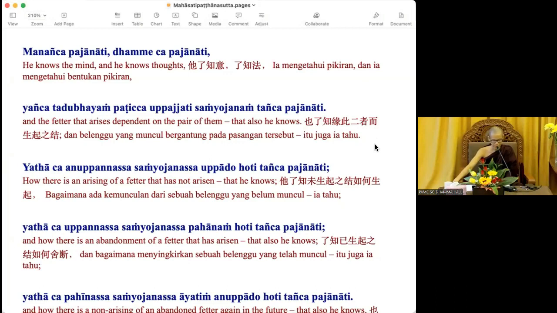So yatha cha anuppannassa Sanyojanassa uppado hoti tancha pajanati. It is the cause of the arising of the Sanyojana. Also, you need to know. Not just the translucency, visible object, and Sanyojana, you must also know the cause, the arising cause. So, some people say you should just see the present. But sometimes the cause can be far, and if it is nearer, sometimes it is not at the same time.